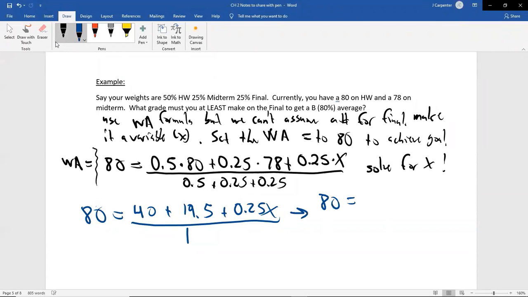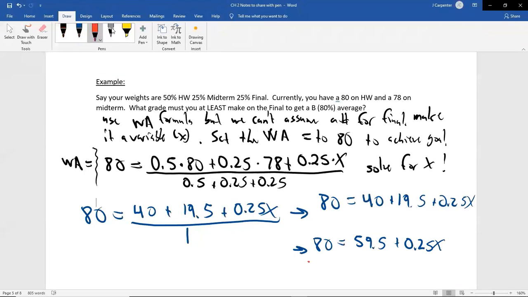So this is 80 equals 40 plus 19.5 plus 0.25x, which 40 plus 19.5, it's going to give us 80 equals 59.5 plus, I did not add the 0.25 because that's not how algebra works, and then we just got an equation we have to solve.